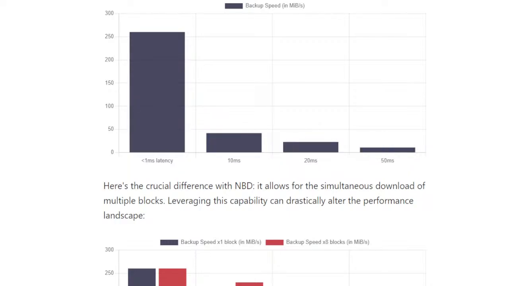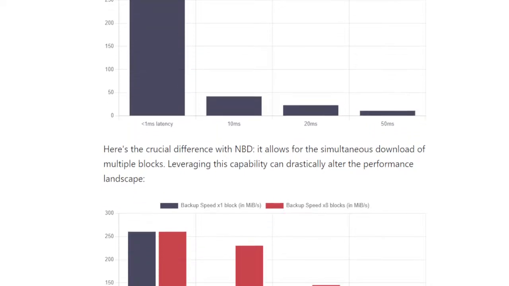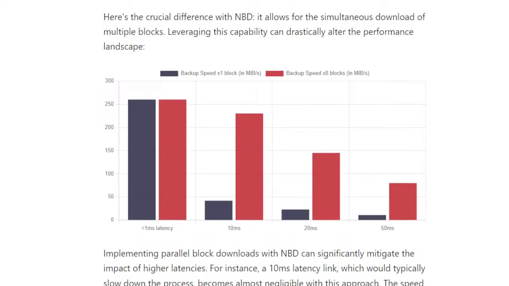That's when you do any NBD or VHD backup. Both have the same behavior, but if you use multiple blocks downloaded in parallel at the same time, then as you can see, it completely erases the latency problem for the 10 millisecond case. In deep blue, you have the one block per download, and in red you have the speed if you use 8 blocks in parallel. And as you can see, without any latency, the result is the same.